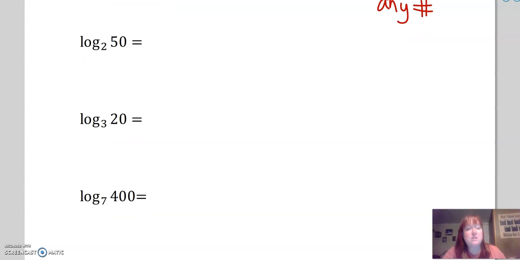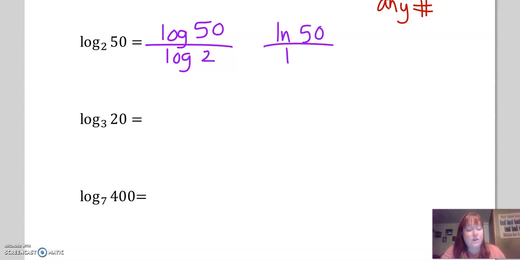So if I want to change the log base 2 of 50 to say log base 10, this would just be log base 10 of 50 over log base 10 of 2. It could also be ln of 50 over ln of 2. And I challenge you to get your calculator out, and plug both of those in, log 50 over log 2 and ln 50 over ln 2, and you'll find that they're the same, which blows your mind, but it's true.